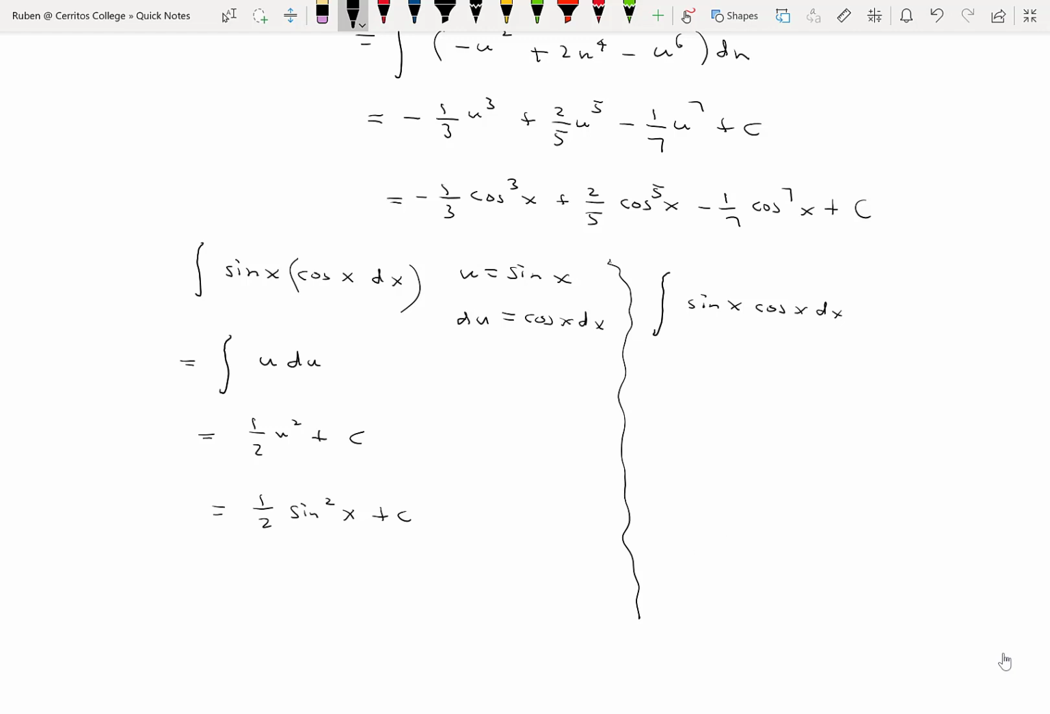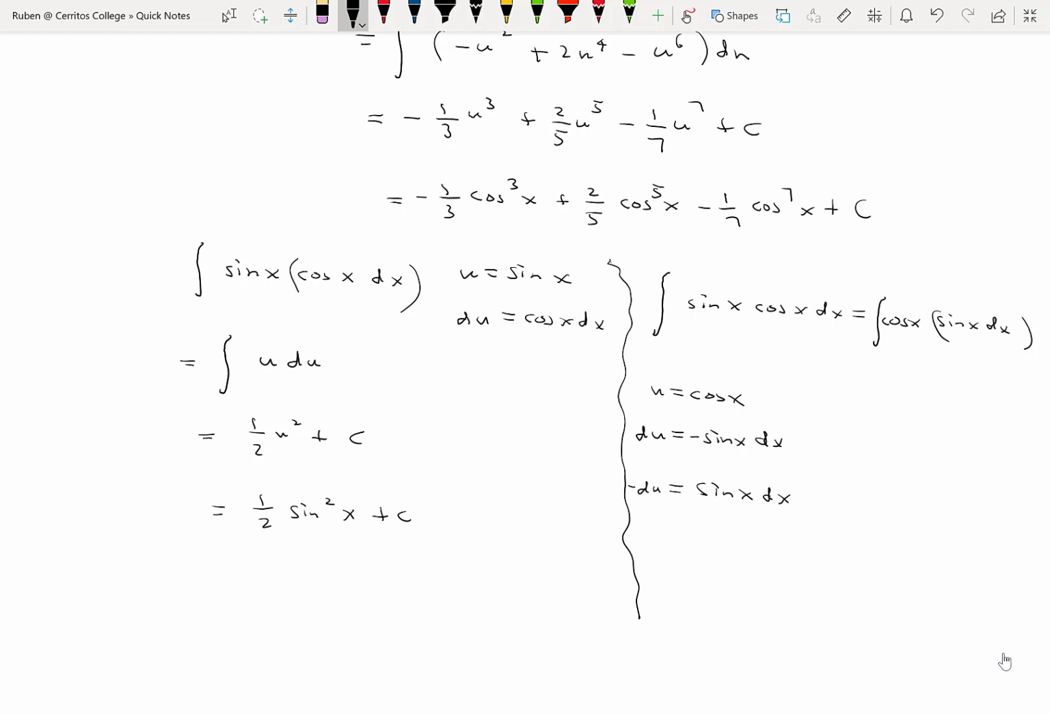In which case I could put the sine next to the dx, and then let u equal cosine. And I'm going to get something that's going to look like a different answer. So this is the case where both m and n are odd. It's nothing really to worry too much about. You choose which one you want to borrow the odd power from.